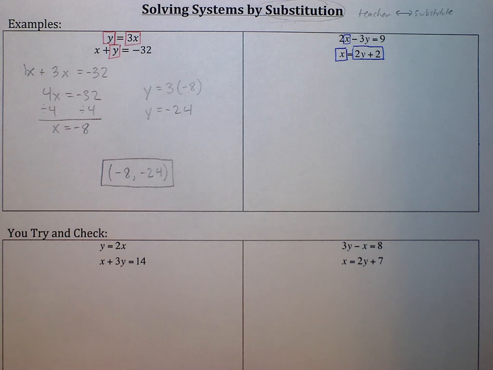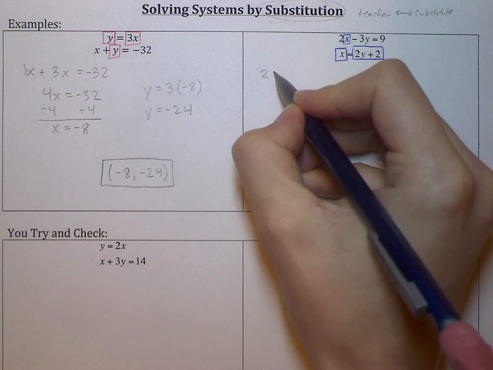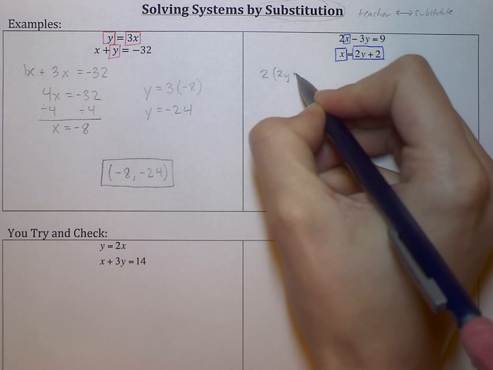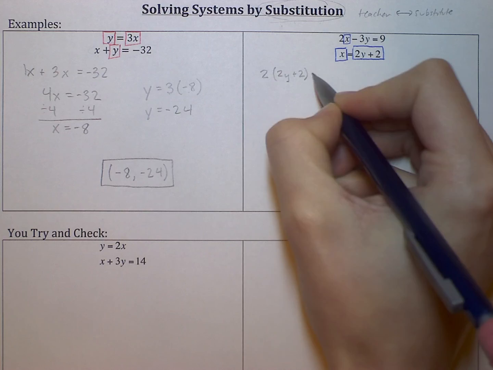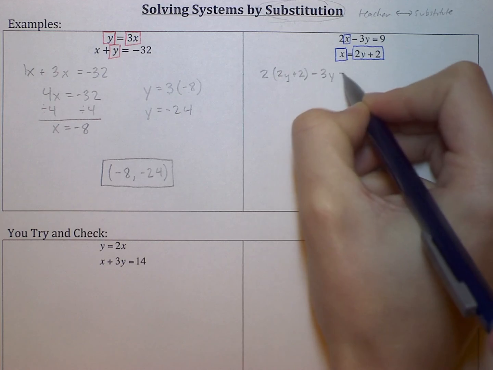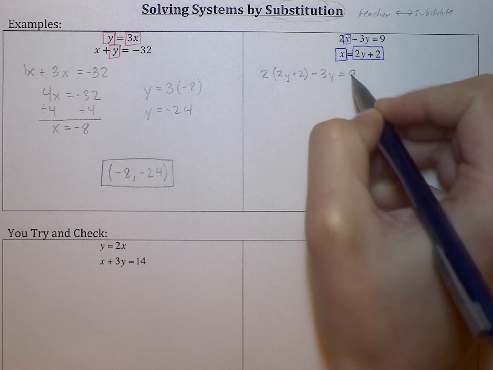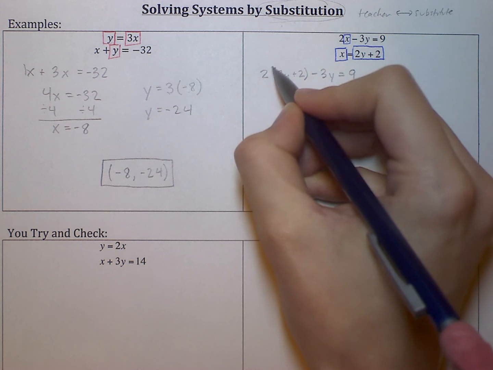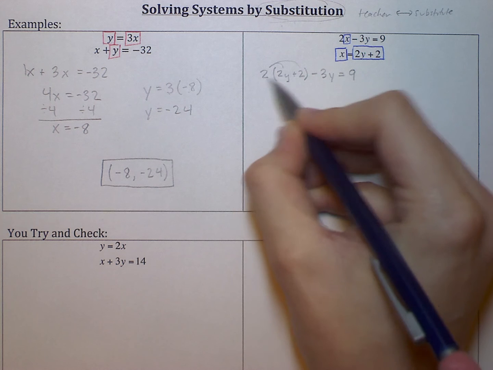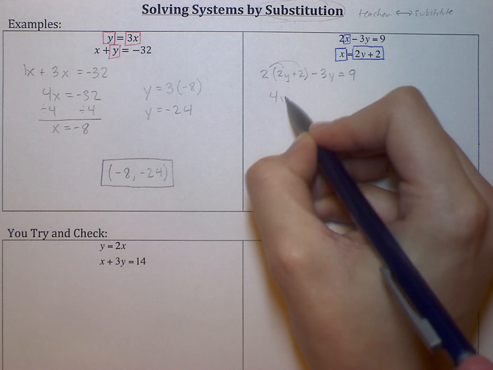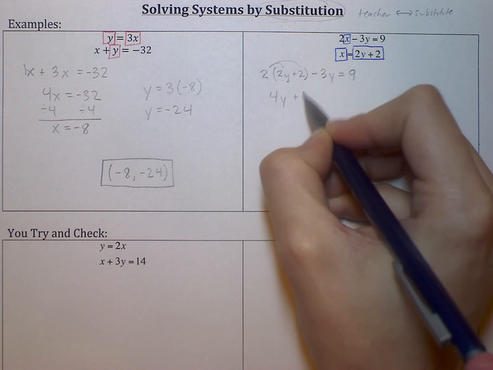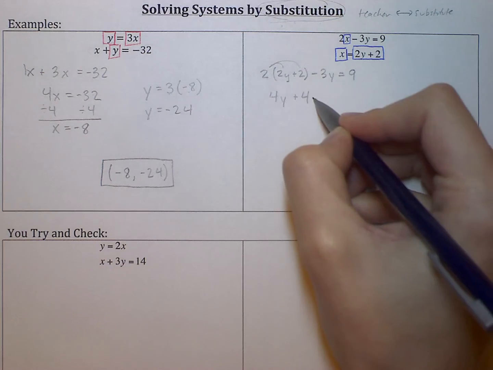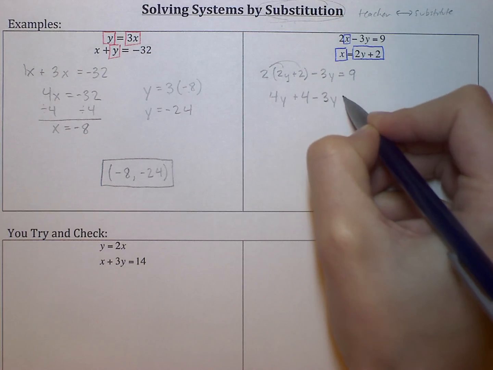Here's what it looks like. 2 times 2y plus 2 minus 3y equals 9. And this is exactly what I want. Notice there's only y's here, so I can solve this. Okay? Now I'm going to need to take the time to distribute first. 2 times 2 is 4. 2 times 2 is 4. Now in this case, I happen to have all positives, but be careful if you have negatives, right? You need to go slow and make sure you take care of those negatives.